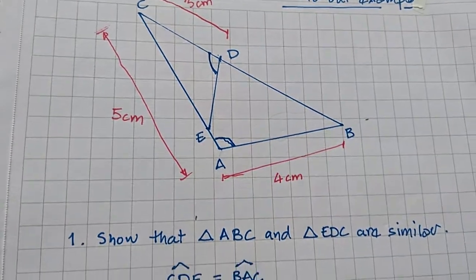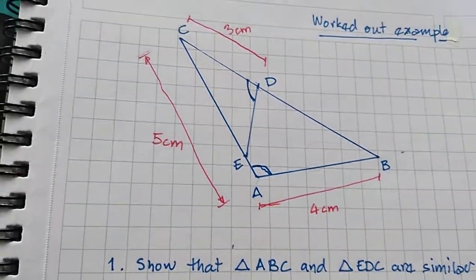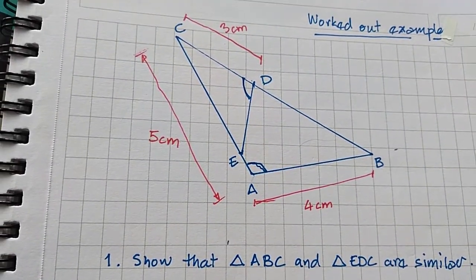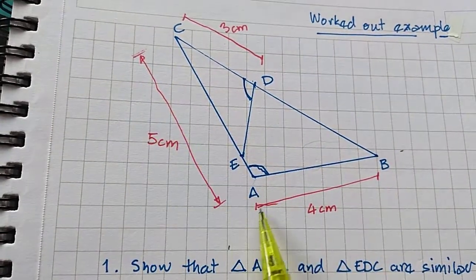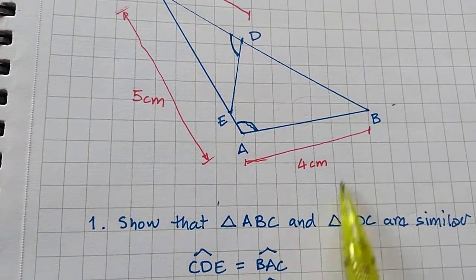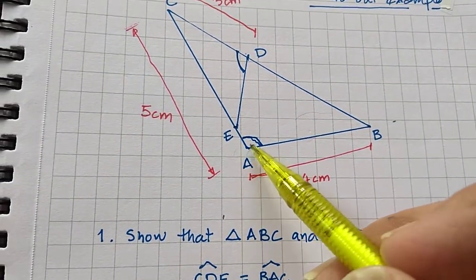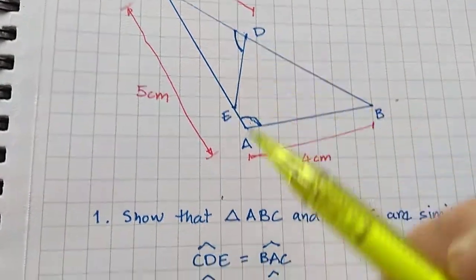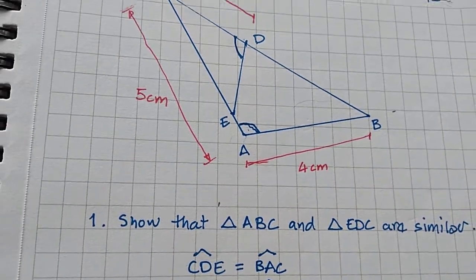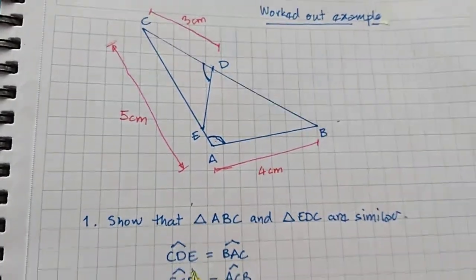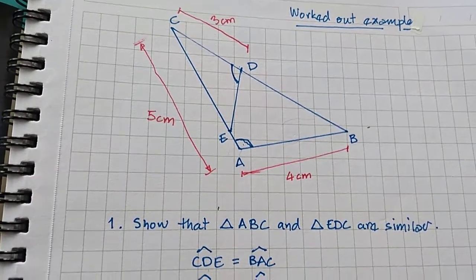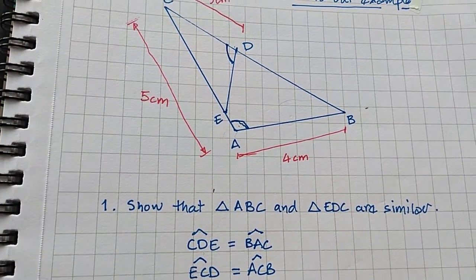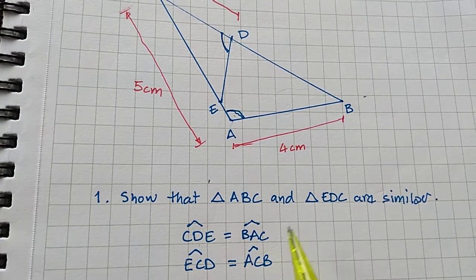How do we do that? So we know by hypothesis that angle BAC is equal to angle CDE. So we know that this angle is equal to this angle. Okay, so one angle of the triangles is equal. One homologous angle is equal.